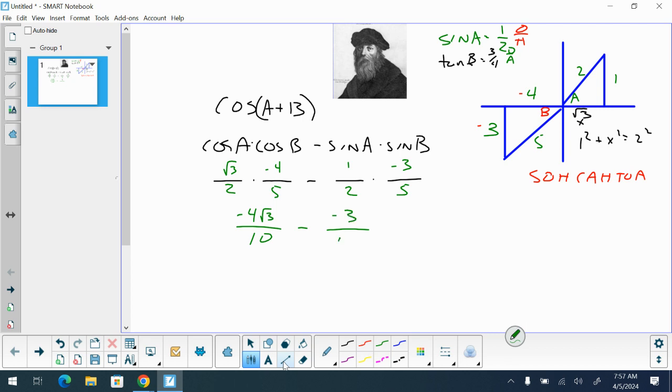So we should have -3 over 10. And then we can rewrite this as just 1 fraction over 1 denominator. So we can put it over 10. Let's see here, minus a negative. When we have minus a negative here, that turns into a positive. So we have -4 square root of 3 plus 3. That's all we can do with it.